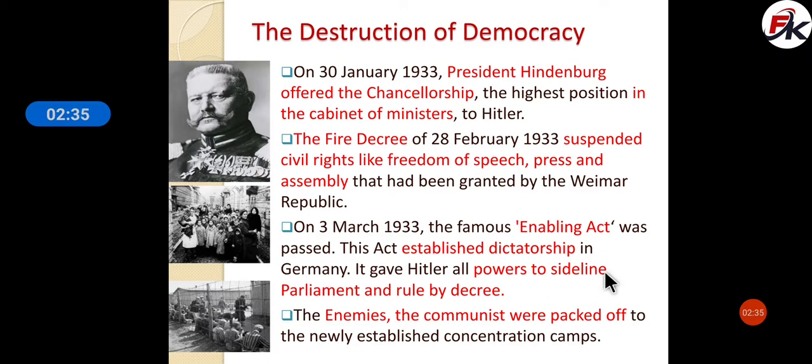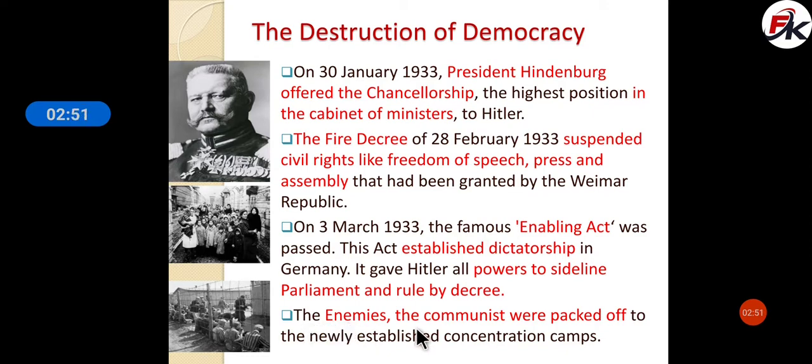Sideline parliament means without the help of parliament, without discussion in the parliament, he could make rules by his decree, by his own will, rule by decree. Whatever he said became rule.